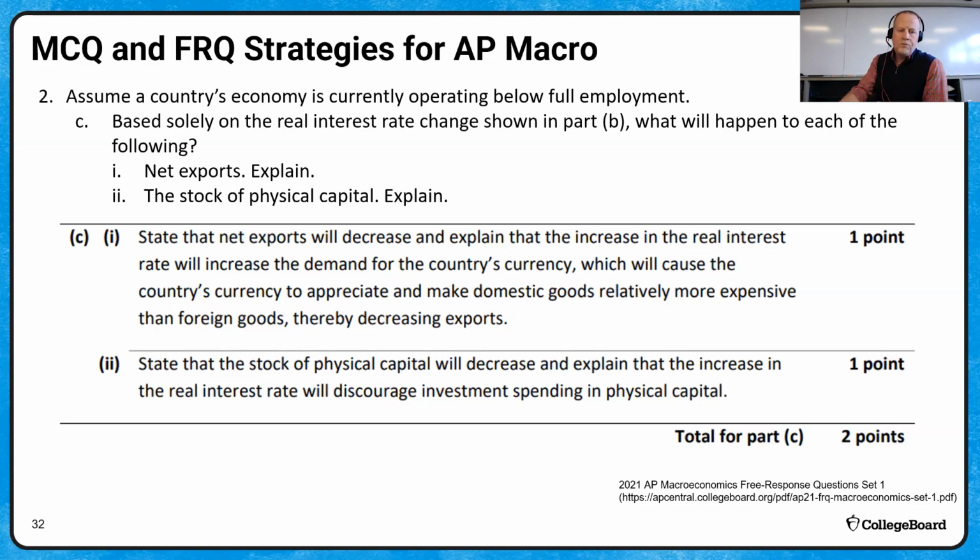For part C2, state the stock of physical capital will decrease. Explain: the increase in real interest rate will discourage investment spending in physical capital. Again, connect the dots. How do I connect, in this case, the change in real interest rates to stock of physical capital? You've got to go through investment. All right, those are your final 2 points for number 2, and those are all 5 points for question number 2.